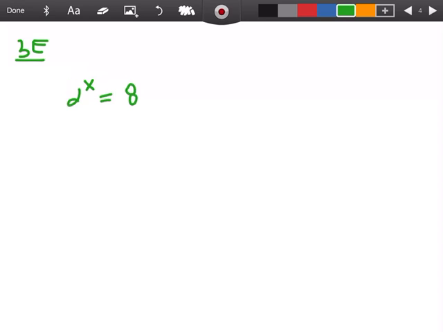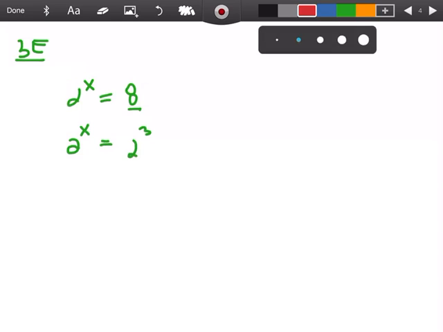In this case, 2 is already at the lowest base. You can't really break 2 down. But 8 could be broken down. That could be 2 to the third power. And now we have a common base. They're both in the power of 2.